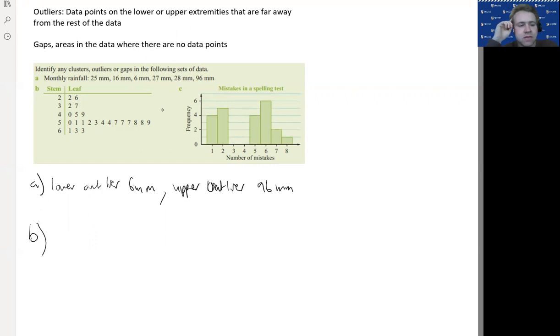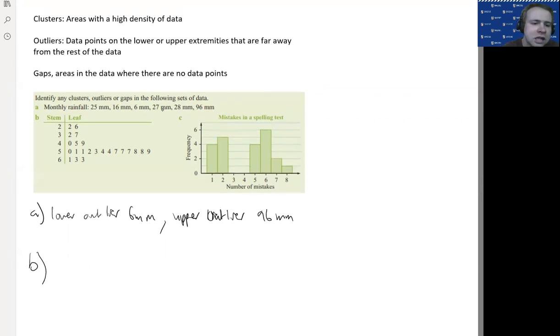In B, we have a stem and leaf plot, and we can see that there's clearly a cluster around the 50 mark. Between 50 and 60, you have a lot of data points. So we can identify that range from 50 to 60 as having a really high density of data points. We call that a cluster.